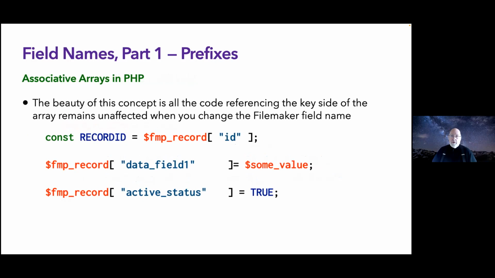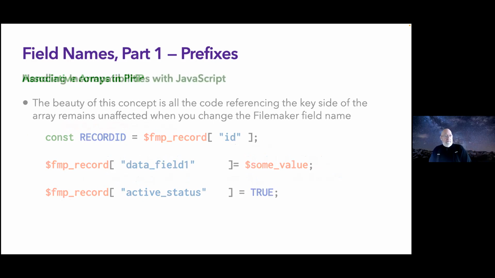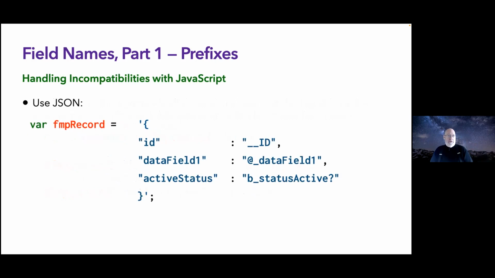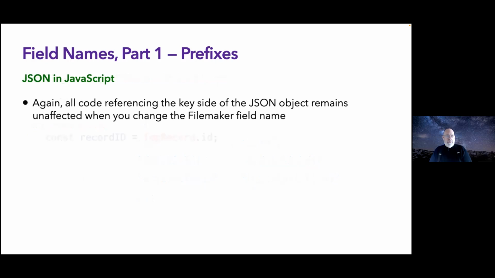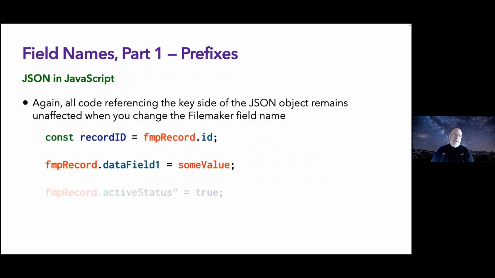So what do you do in JavaScript? Well, JavaScript doesn't do associative arrays. So we use JSON, and it's done exactly the same way. And so the notation's different, but it gets the same job done.